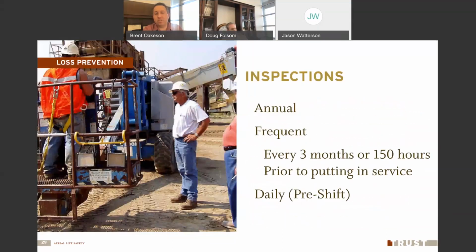When it comes to inspections, there's a few types that need to happen. Equipment that's used regularly needs to have an annual inspection. So at least every year, a good inspection done, checking all the mechanics of it, all the functionality of it, and it should be done by a qualified maintenance person that can check those on the equipment. If you're using it regularly, at least every 3 months or every 150 hours or prior to putting it back into service, there should be an inspection done on that to check and make sure everything's working.